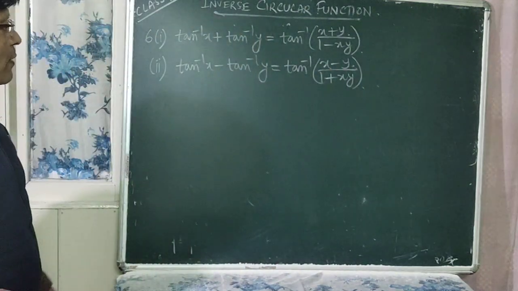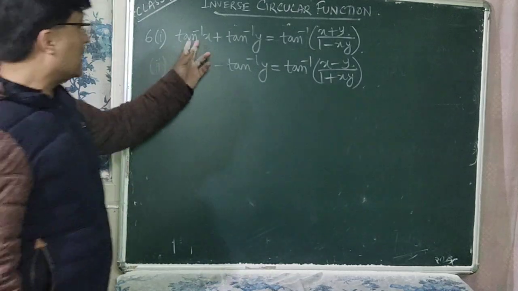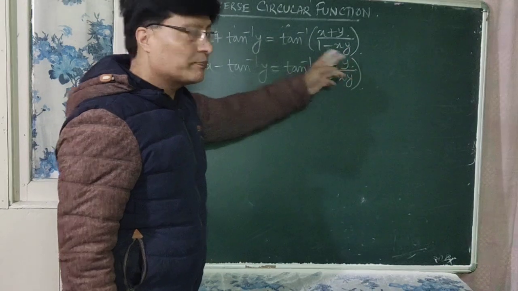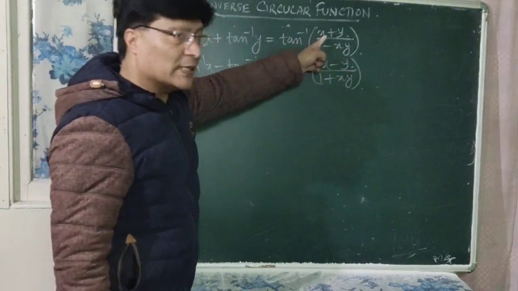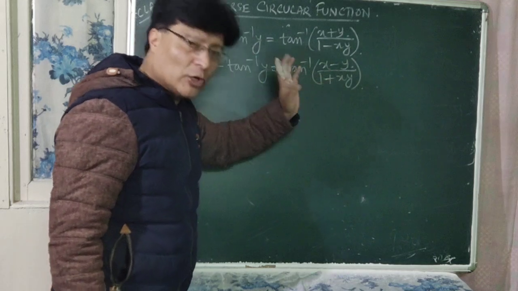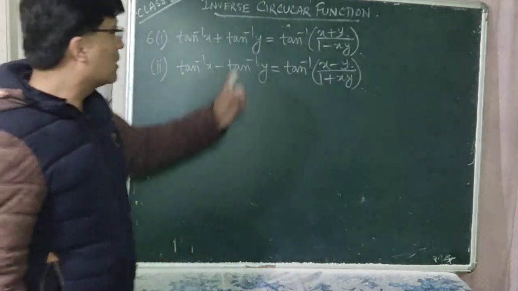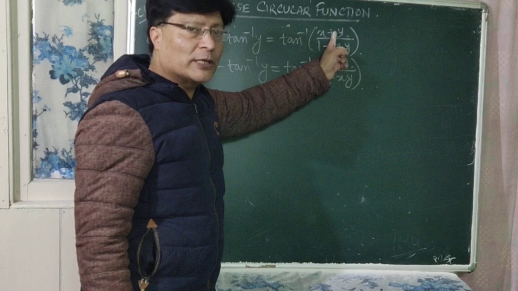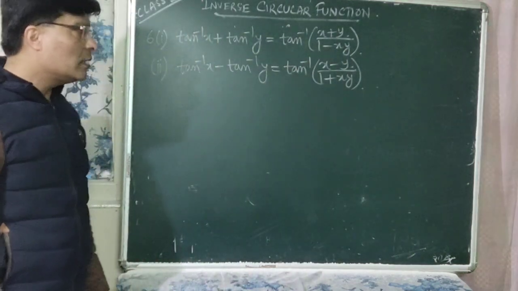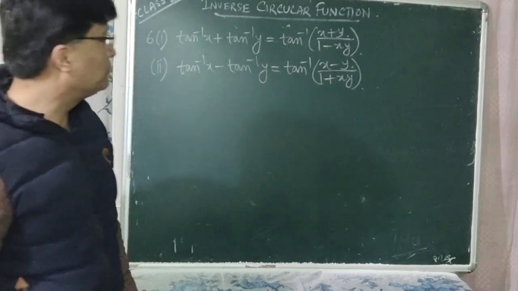So now we will prove this formula. You should also memorize it. Tan inverse x plus tan inverse y is equal to tan inverse x plus y upon 1 minus xy. If it is plus sign, there should be plus sign. If there is minus sign, there should be minus sign in the numerator and opposite sign in the denominator. Here also, if it is plus in the numerator, then minus should be in the denominator. Is that clear? So now let us prove it.